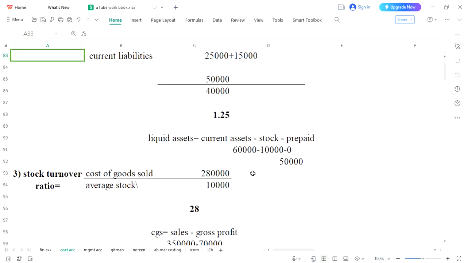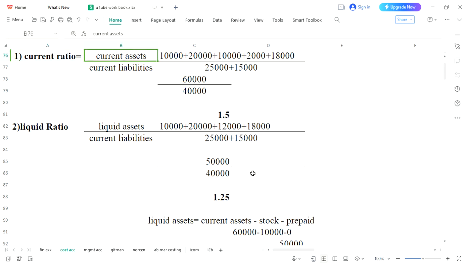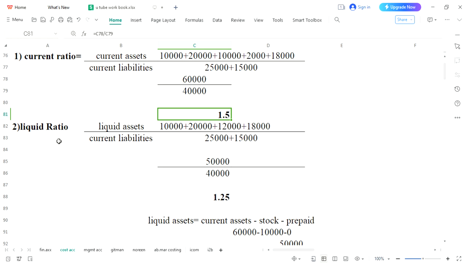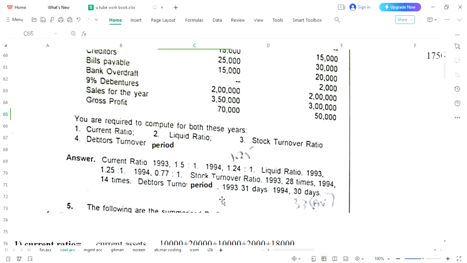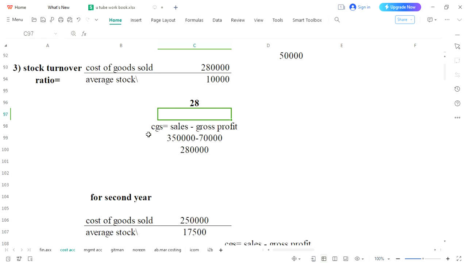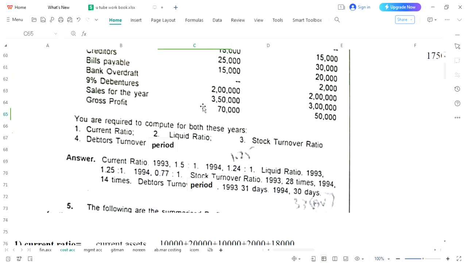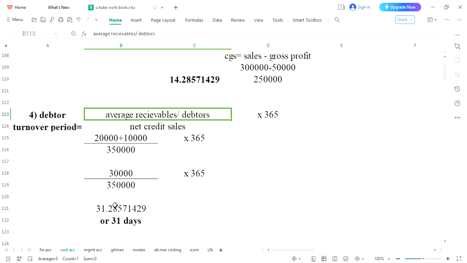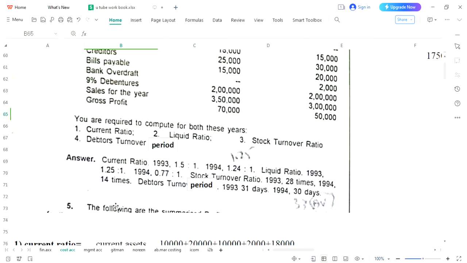All ratios are completed. So first was current ratio, answer was 1.5. Current ratio 1.5 for first year. Then you have liquid ratio, answer is 1.25. Then third, stock turnover 28, and last formula, debtor turnover 31 days. And in this way our lecture has ended.